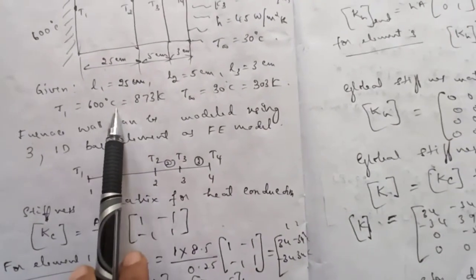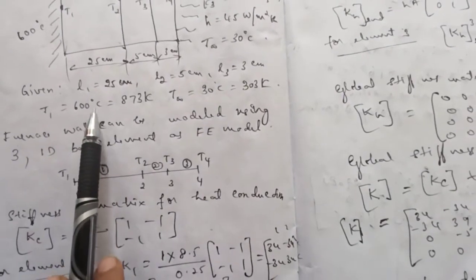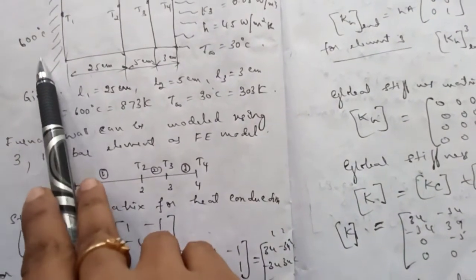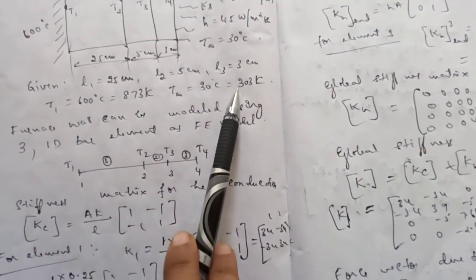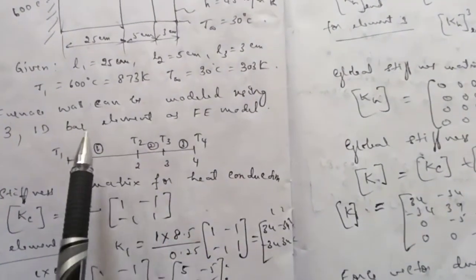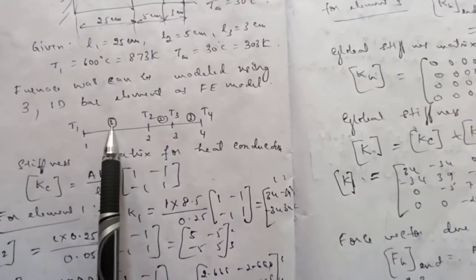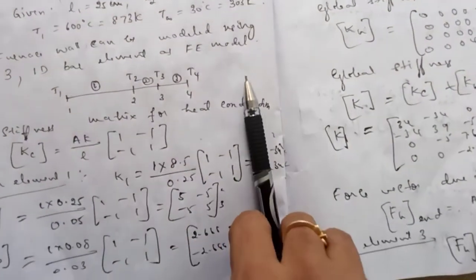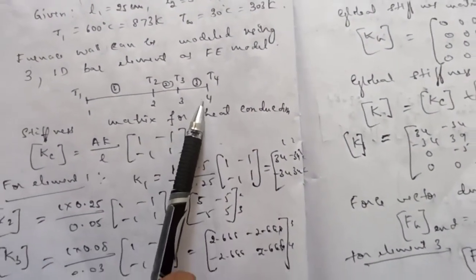So all these things, length is given for all the three elements L1, L2, L3. Similarly, T1 is given, this temperature is given as 600 here, and T infinity is also given as 30 degree, that we converted into Kelvin. Okay, now the furnace wall can be modeled using the 1D element. So this is what we have done, the 1D element in use. This is a FE model for the given problem.